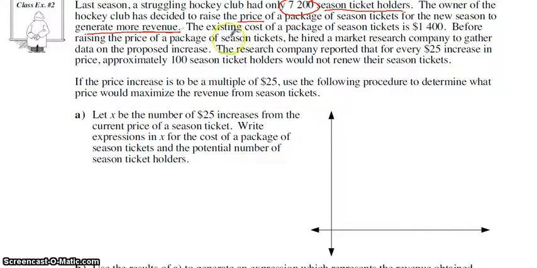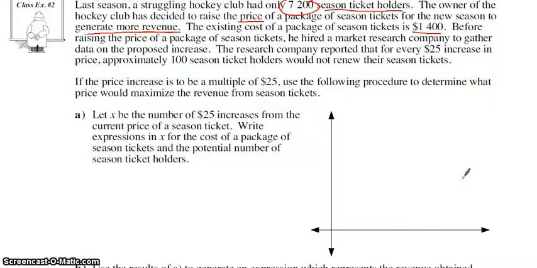How do you connect revenue, price, and number of ticket holders? You multiply them. The existing price is 1,400. If you raise the price, what happens to the number of ticket holders? Will it go up or go down? When things are more expensive, fewer people will buy it. So when you raise the price, fewer people will buy it. But will it still generate higher revenue?